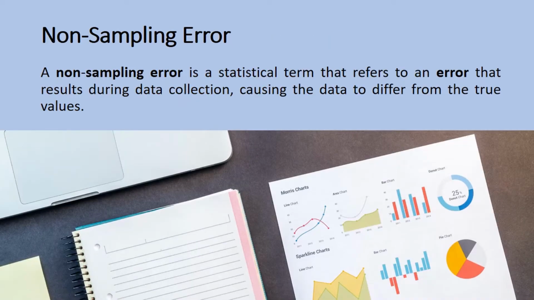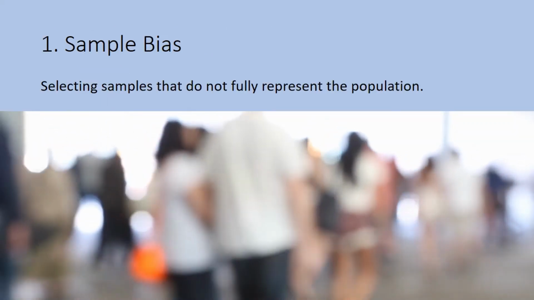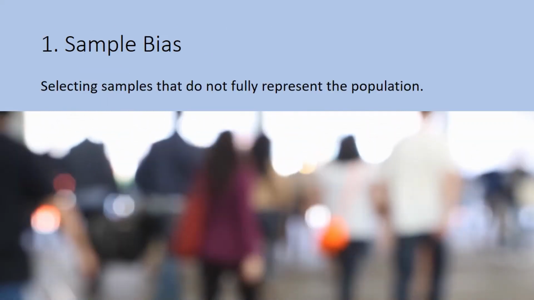A non-sampling error is a statistical term that refers to an error that results while collecting data. Because of these mistakes, the data will differ from the true values. Examples of non-sampling errors are sample bias, voluntary bias, undercoverage, non-response, convenience sampling, and population specification. Sample biases are common non-sampling errors.